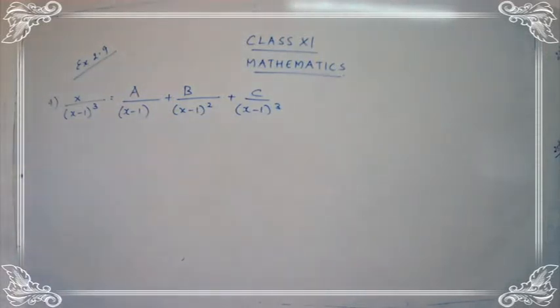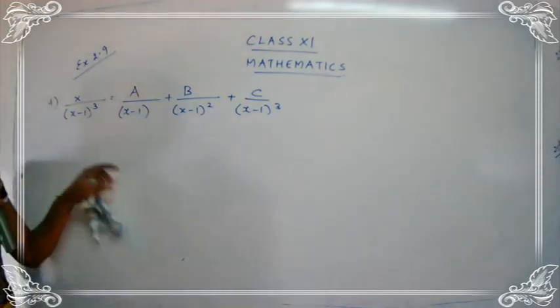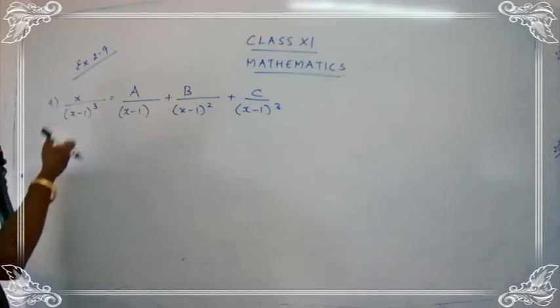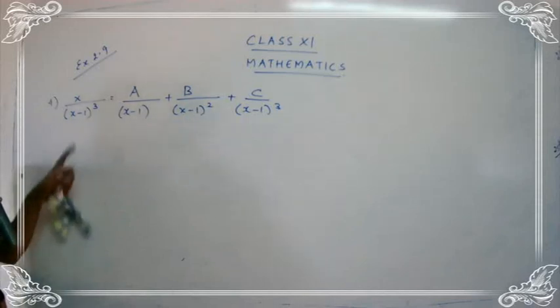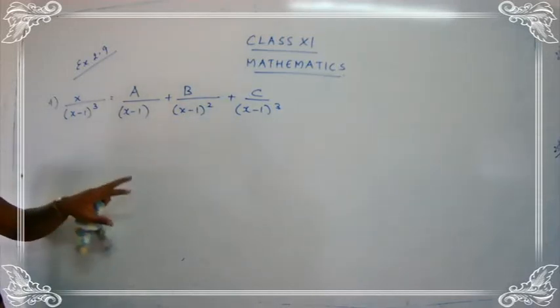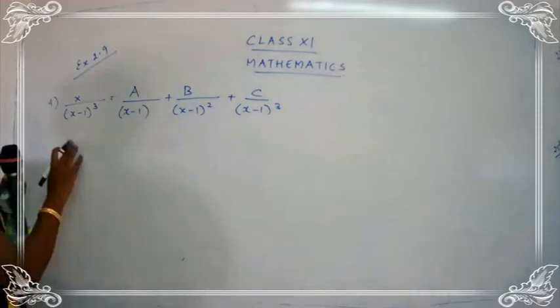So x upon x minus 1 the whole cube is written as a upon x minus 1 plus b upon x minus 1 the whole square plus c upon x minus 1 the whole cube. Now the next thing is we are going to make the denominators common. That is from the LHS and the RHS we should have the same denominator. If you have the same denominator, we can cancel the denominator part and just deal with the numerator part. So we are going to take the LCM and make the denominators common. Let's start with the work here children.